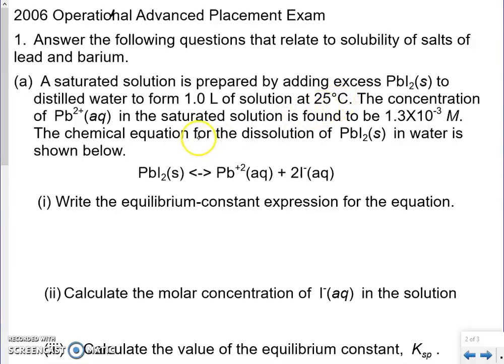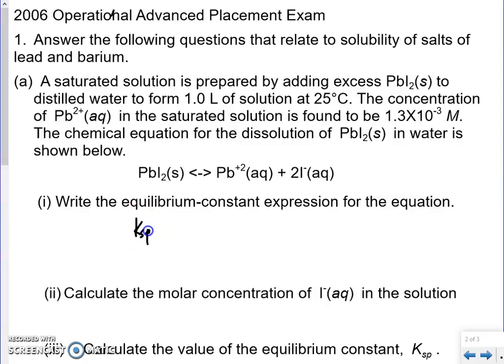The concentration of the lead 2 ion in the saturated solution is found to be 1.3 times 10 to the negative third molar. The chemical equation for the dissolution, which remember dissolution just means the solubility or the dissolving process of lead 2 iodide in water, is shown below. So we have our reaction. It tells us to write the equilibrium expression. Hopefully we can do this in our sleep at this point in time.